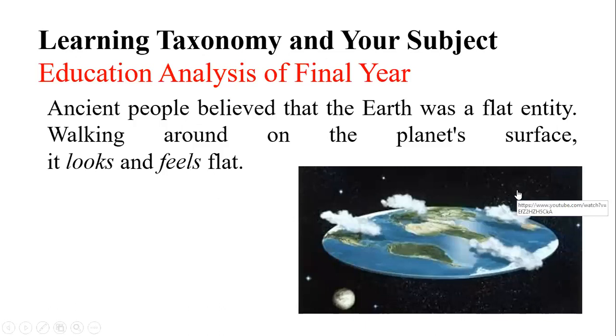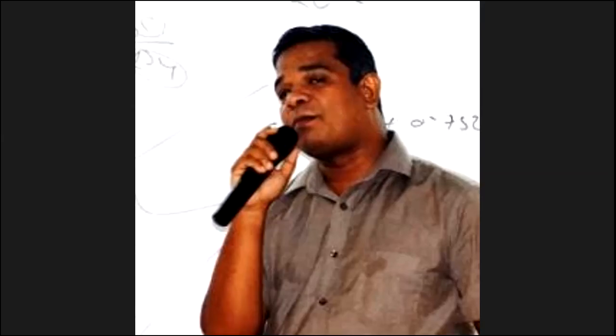Okay, then this is the second example. In the early age, ancient people believed the Earth was a flat entity. Those people thought it was flat, but different people with different angles proposed different ideas. What is the idea? Then they proposed the world is not flat.